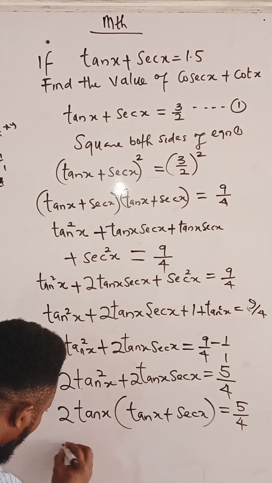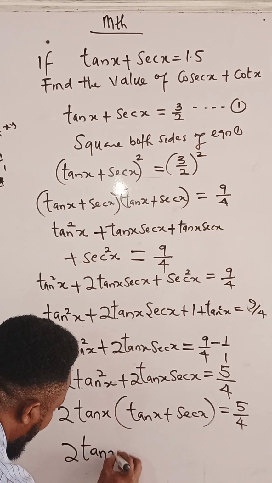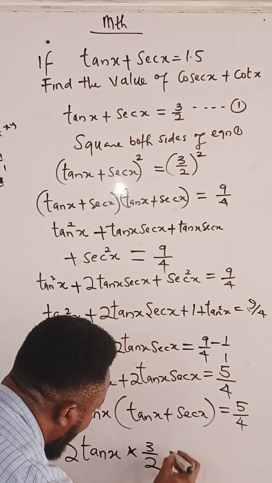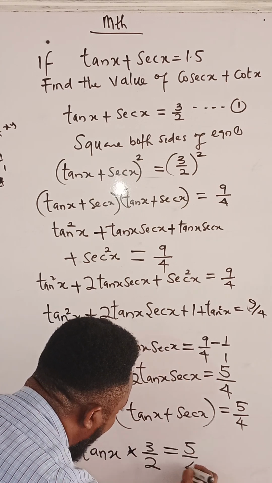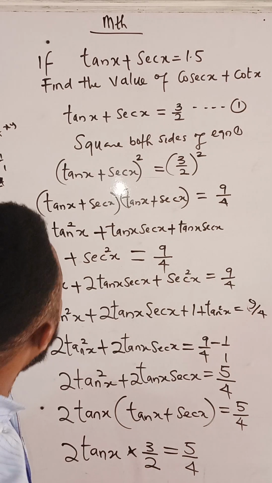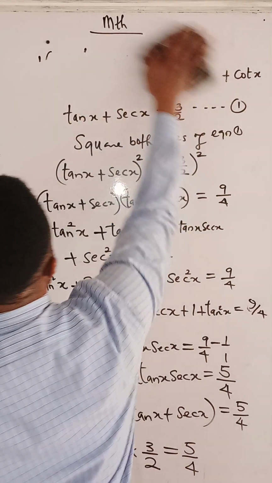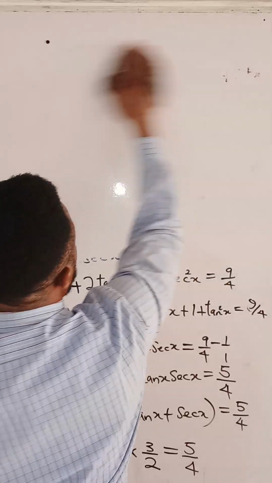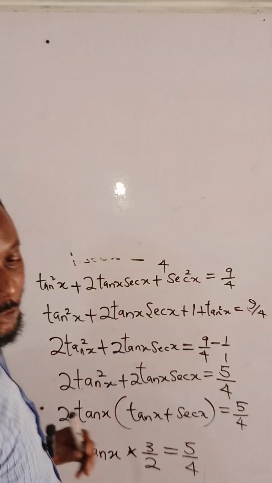So this will give us 2 tan x multiplied by 3 all over 2 equal to 5 all over 4. So at this level, we will do a basic arithmetic operation of multiplication and division.